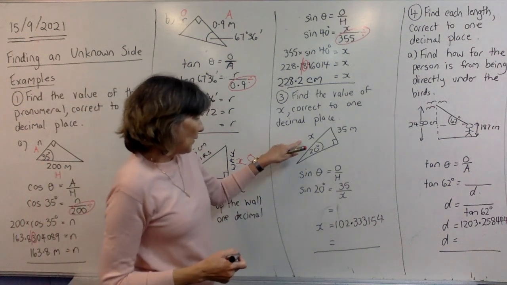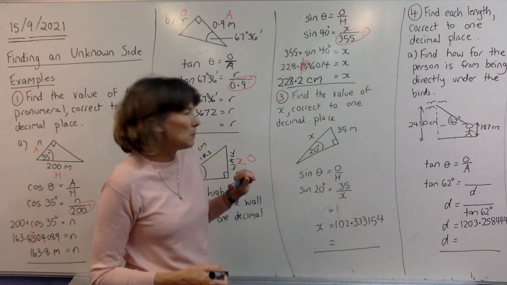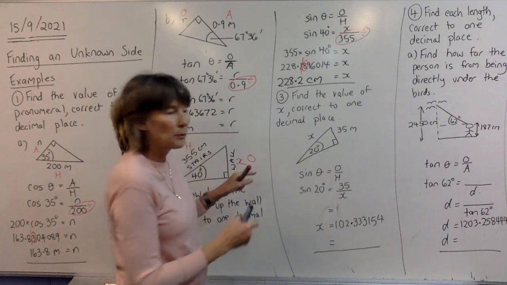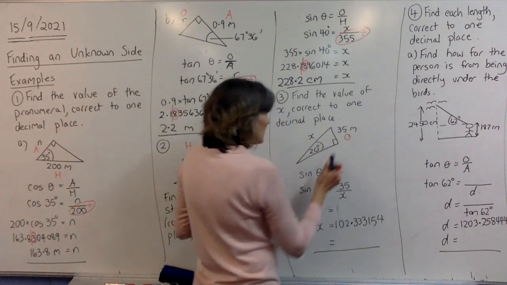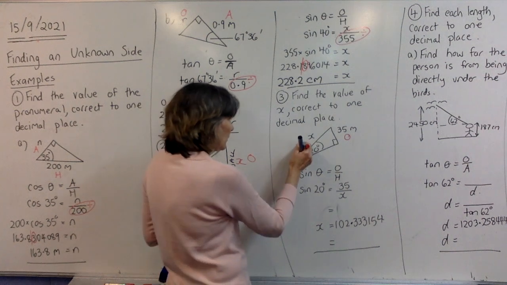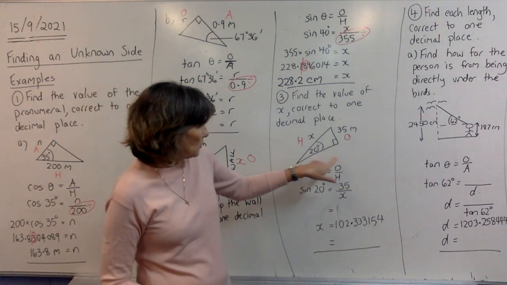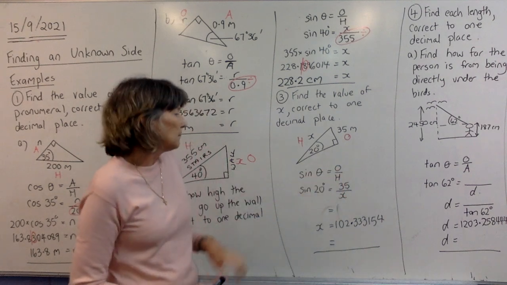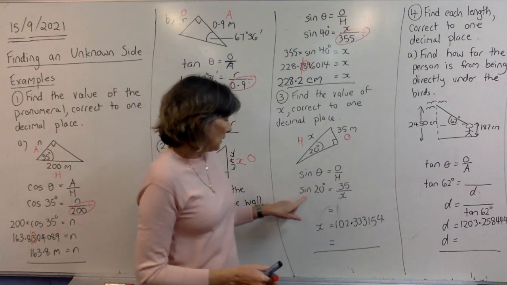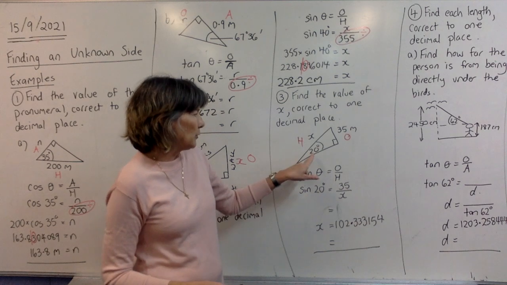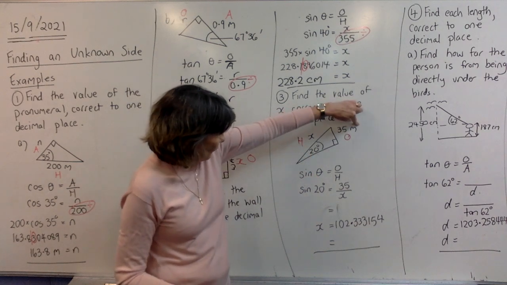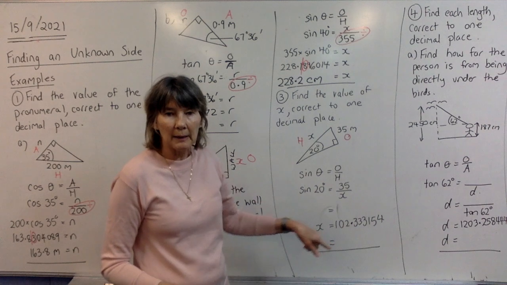So we're finding the value of x, correct to 1 decimal place. Let's label our sides that we have. This is the opposite side. This is the hypotenuse. So we're using sine. Sine theta equals O over H is your formula. Now let's sub in our numbers. Sine, the angle is 20 degrees. 35 over x goes over here.